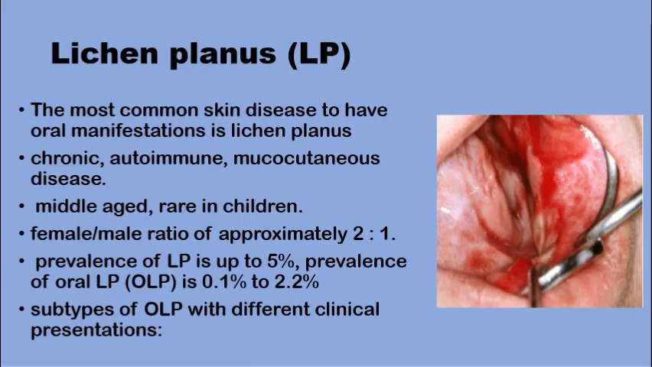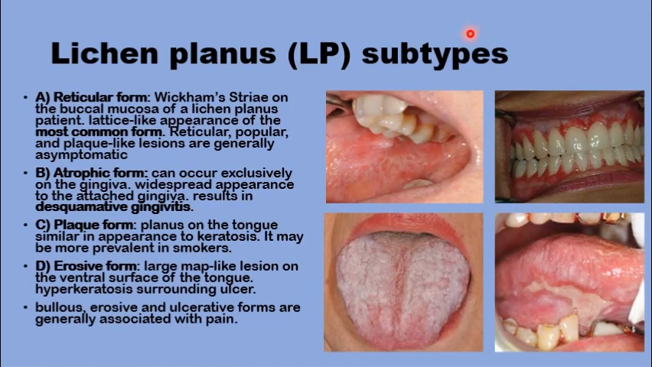The most common skin disorder to have oral manifestations is lichen planus. It's a chronic autoimmune mucocutaneous disease that affects females more, particularly the middle-aged. The prevalence is quite high, and oral lichen planus could be seen in as much as 2% of all the cases of lichen planus. Different subtypes of lichen planus have different clinical presentations.